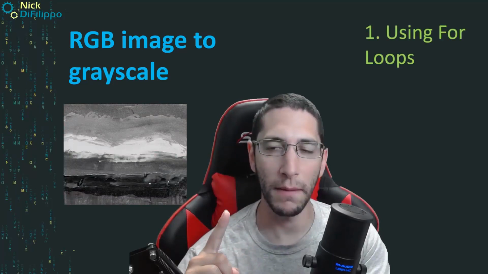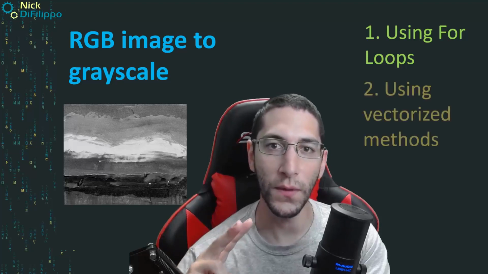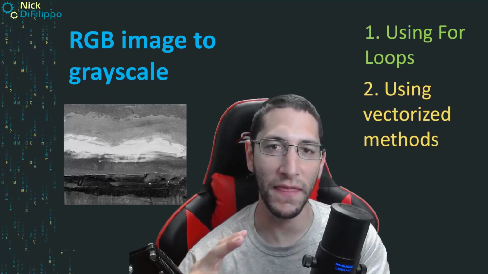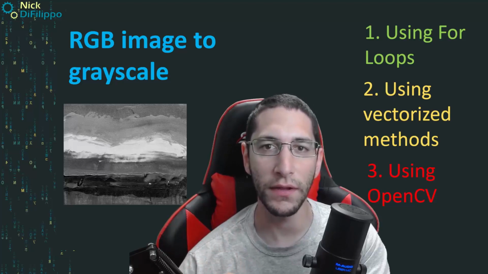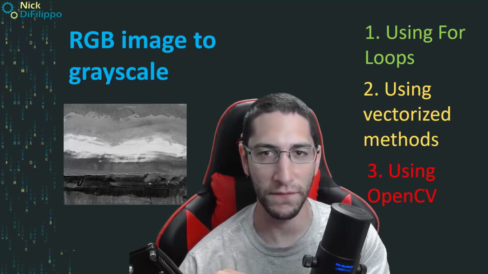In this video, I'm going to show you how to take an image like this that's in color and turn it to an image like this that's in grayscale. And I'm going to show you three ways to do this. One, I'm going to show you how to use a for loop. Two, I'm going to show you how to use a vectorized method. And three, I'm going to show you how to use OpenCV to do the conversion for you.